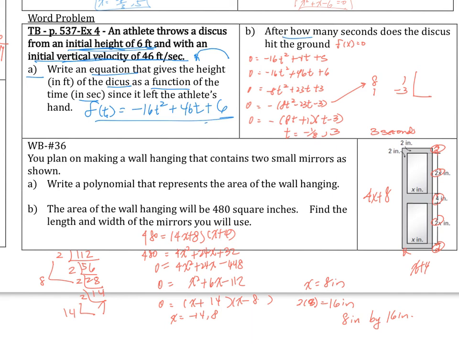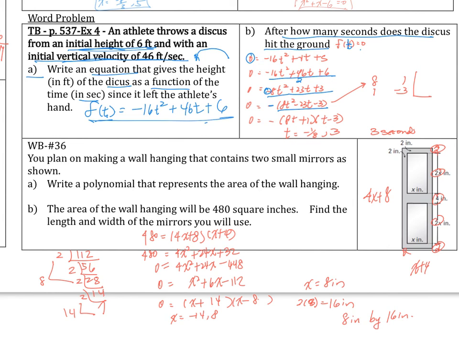Part B asks you after how many seconds does the discus hit the ground? That's when f of t equals 0. So I need to let f of t equal 0 here. After I do this, I can simplify by dividing the entire equation by 2, to get negative 8t squared plus 23t plus 3. And now I need to factor out this negative and rewrite this as 8t squared minus 23t minus 3.